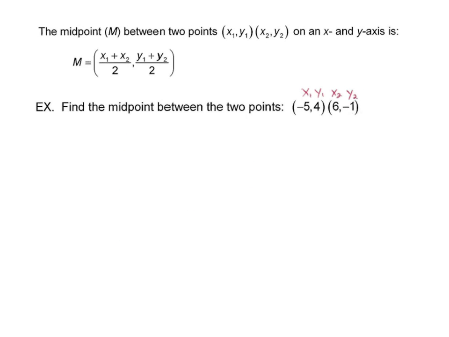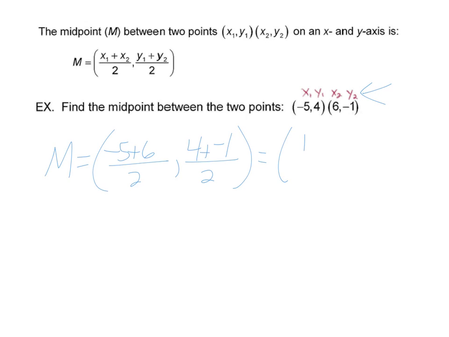Now the midpoint formula. The midpoint between 2 points is x1 plus x2 over 2, comma, y1 plus y2 over 2. Basically, you're just averaging the x's and averaging the y's. So the midpoint between -5, 4 and 6, -1, and again I've labeled across the top to help me keep track. Midpoint is, add the x's, -5 plus 6, divide by 2, comma, add the y's, 4 plus -1, divide by 2.